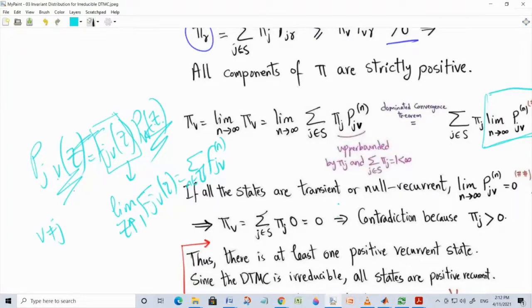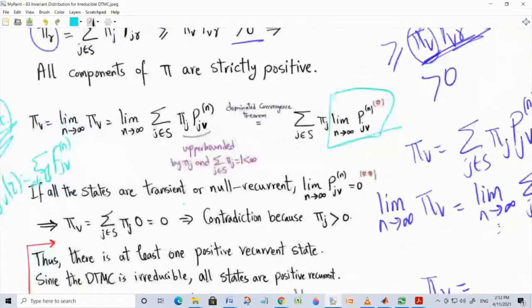Okay. So the idea now is that we have this specific limit here, and if it happens that every state in our Markov chain is either transient or null recurrent, then the limit, again from a previous argument, will be equal to 0. And then this summation here will be zeros. You sum zeros an infinite number of times, it is still 0. But this is a contradiction because pi v for every v is strictly positive.